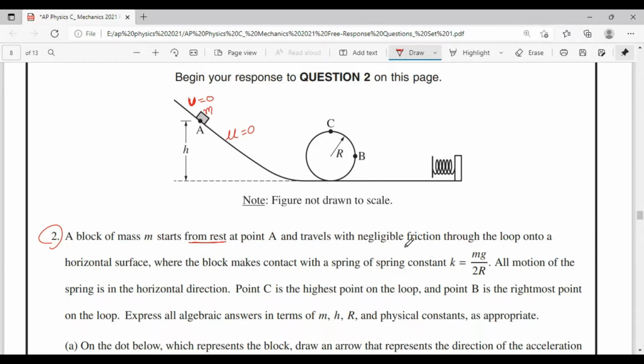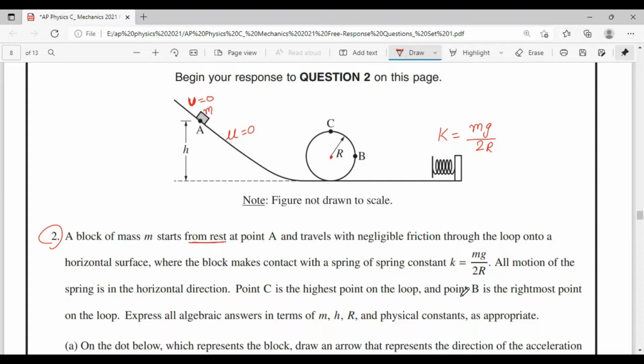So it travels with negligible friction through the loop onto a horizontal surface where the block makes contact with a spring of spring constant K. The spring constant is also given, that is equal to mg upon 2r. What is the r? Please see, r is the radius of this circular loop. What is the m? M is the mass of this block, and g is the acceleration due to gravity, that is the constant. So the first line is clear. This block of mass m will pass through the frictionless surface through this loop and strike this spring.